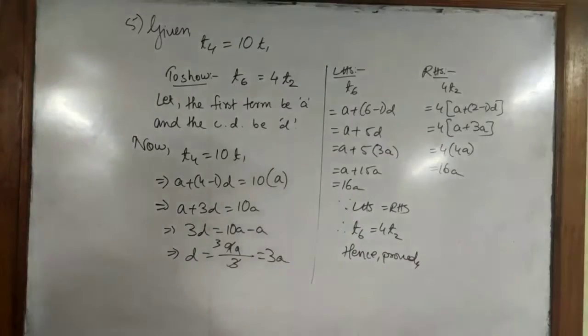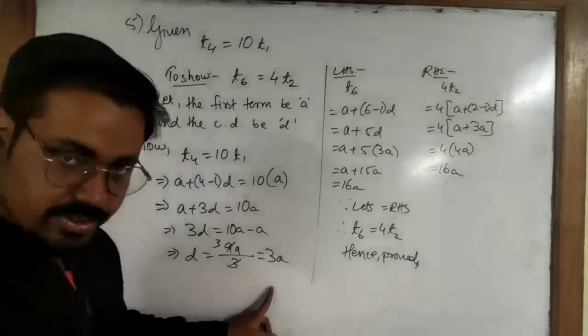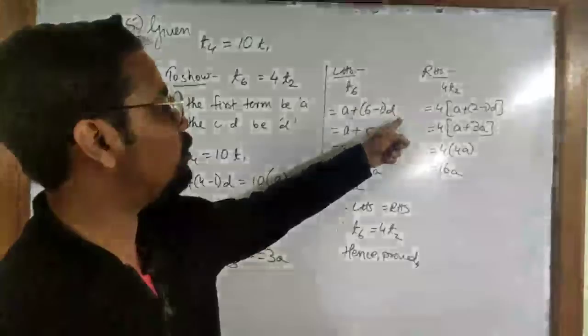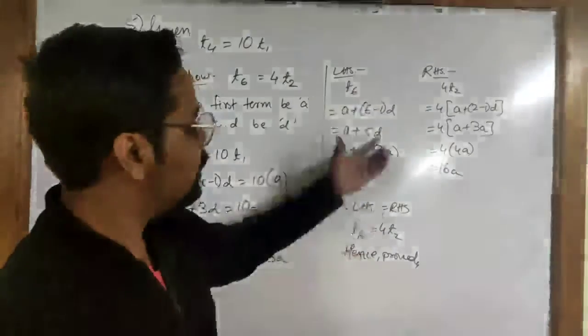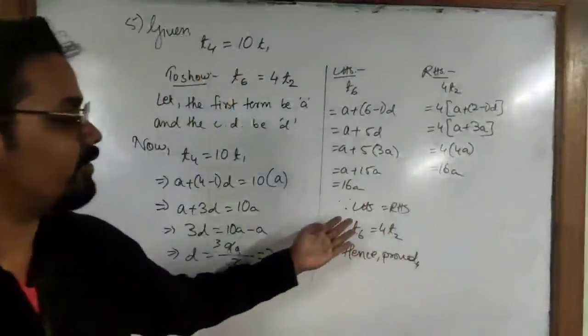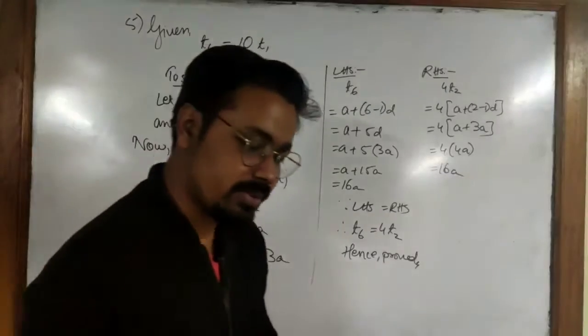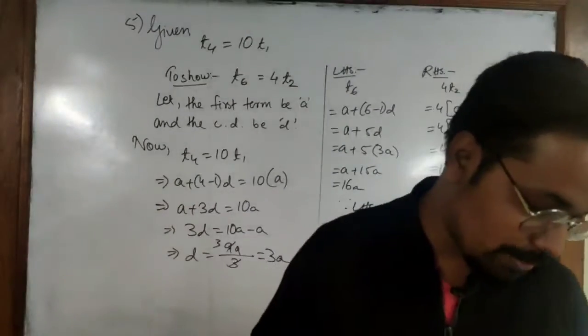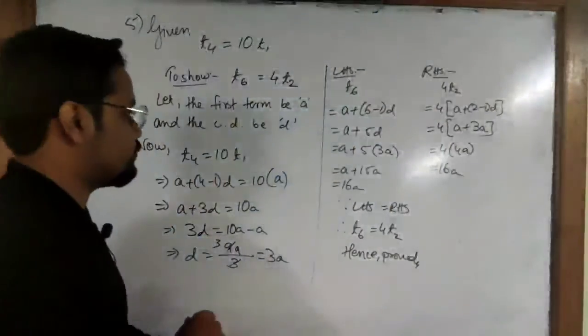So hope you understood this one. From here again we found the common difference first. Once we get the common difference, we can put the value of the common difference in the given LHS and RHS, and we can get the values to be equal. So that's how we do question number 5. Now we will move on to question number 6, and we will do one of the sums from there.